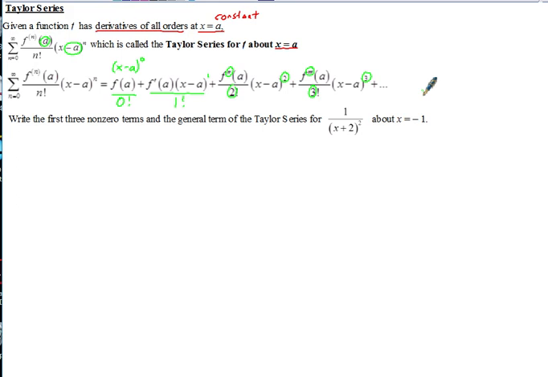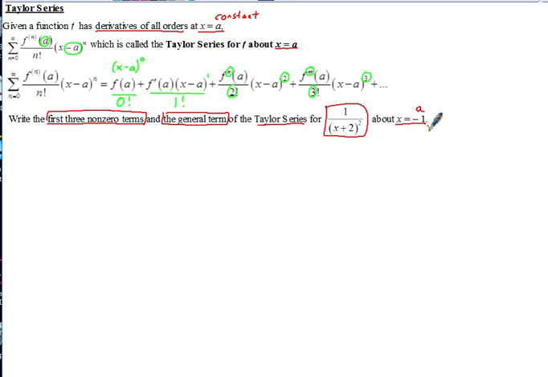All right, so let's see if we can write the first 3 non-zero terms and the general term of the Taylor series for 1 over (x plus 2) squared about x equals negative 1. So that's our a value. So notice this one is not a Maclaurin series. It's not about x equals 0 like we've been focusing on up until this point.